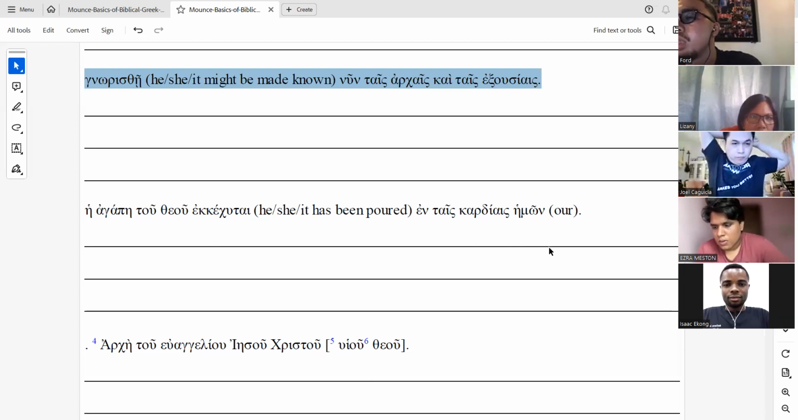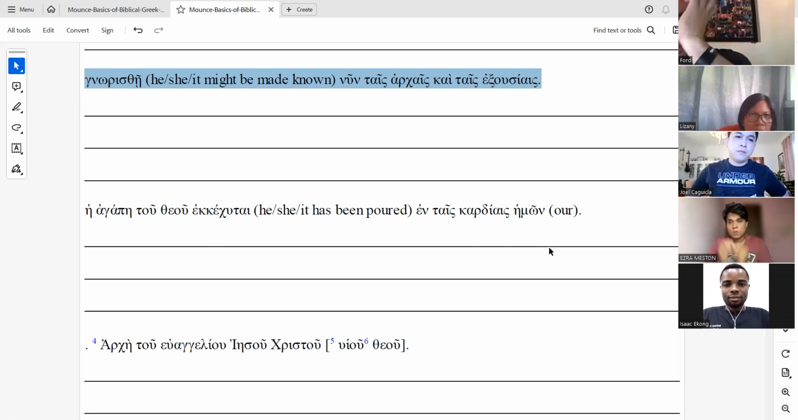In context, the it may refer to the message or the gospel message, or if we think of it as about the Messiah, we may use he. So if it is the Messiah, he might be known. Ties archies, archies is the rulers, and exousiais is powers. So this is now blank, the rulers, and to the rulers and the powers. Powers is plural. Okay.